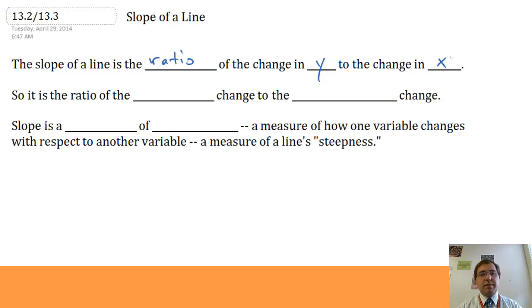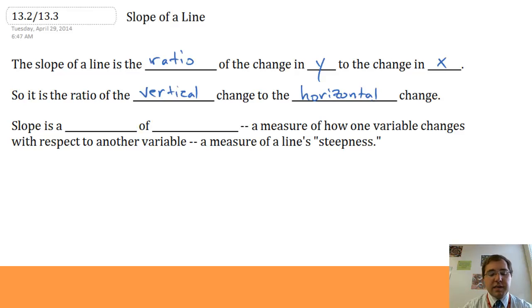So it's comparing how y is changing to how x is changing. It's normally expressed as a fraction, as we can express all ratios. So it is the ratio of the vertical change, because y is graphed vertically, to the horizontal change, because x is graphed horizontally. The slope is the ratio of the vertical change to the horizontal change.